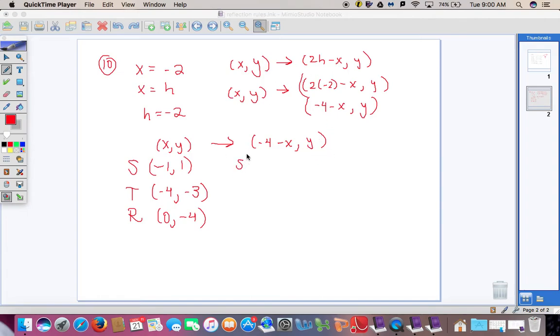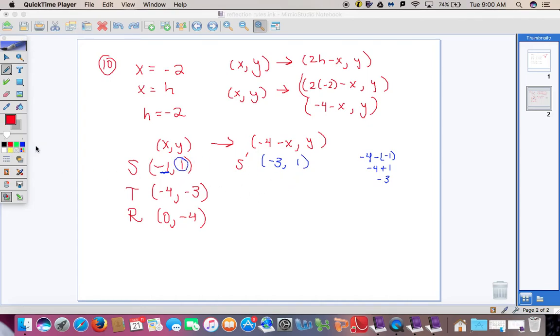So S prime, we would say, let's do it over here. I'll do a different color. We're going to say -4 minus a -1, because that's what our x value is. So -4 minus a -1 would be -4 plus 1, or -3. So my ordered pair for S prime would be at -3, and then my y value is going to remain at 1 because these are not changing.